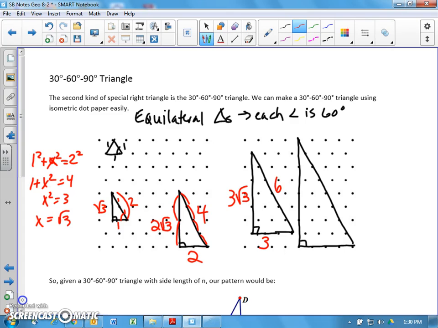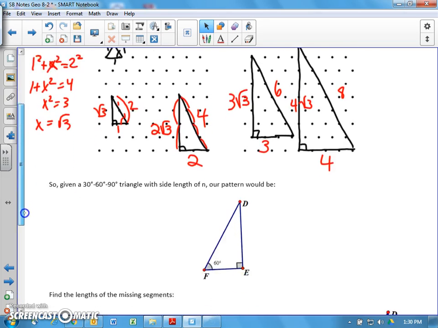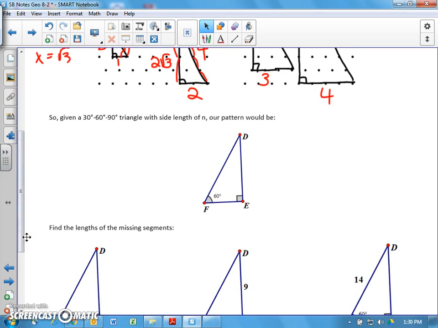And finally, we have a horizontal length of 4, hypotenuse of 8, and then our vertical length would be 4 square roots of 3. So again, like with our 45, 45, 90 degree triangle, we can develop a general rule.